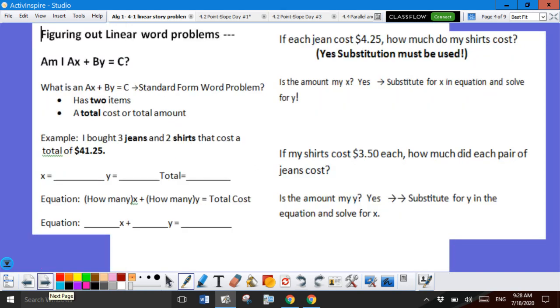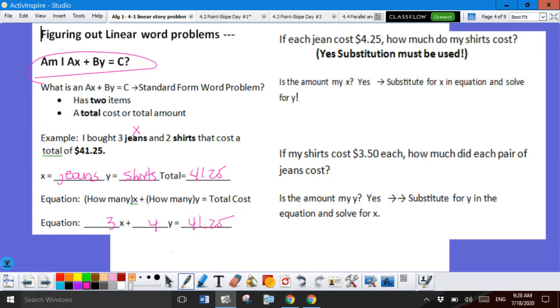All right, so let's just go ahead and look at a couple examples here. So this is going to be a standard form equation. I bought 3 jeans and 2 shirts that cost a total of $41.25. So my X, if I'm defining my variables, is going to be jeans because that's the first thing I come across. The Y is going to be the shirts, and my total is $41.25. So my equation would be 3X plus 2Y equals $41.25.